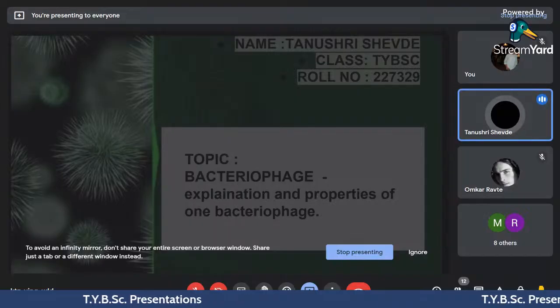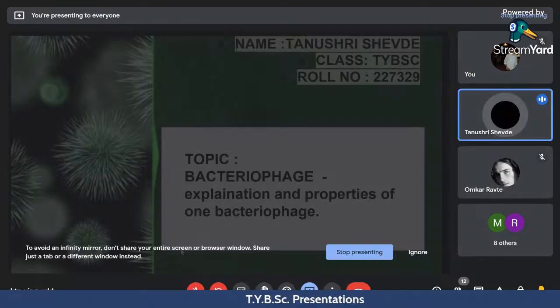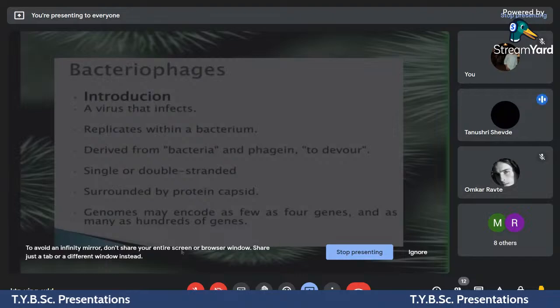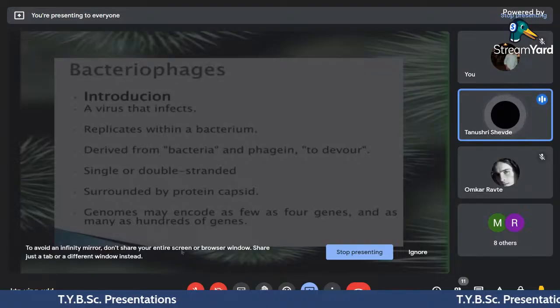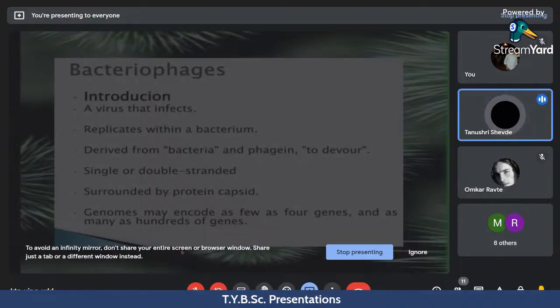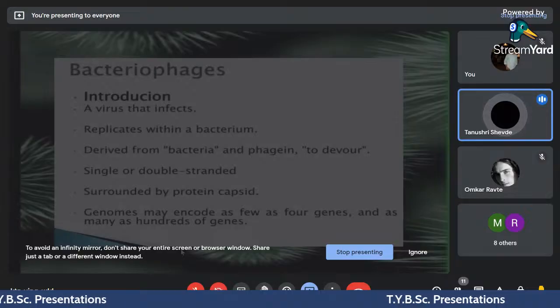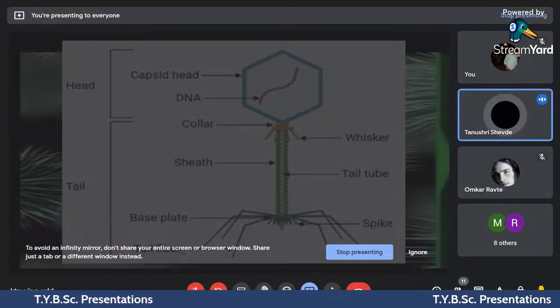Good evening, everyone. My roll number is 227329. Topic is bacteriophage, explanation and properties of one of the bacteriophages. Bacteriophage is a virus that infects and replicates within a bacterium, derived from bacteria and phagein, which means to devour. It can be single or double stranded, surrounded by a protein capsid. Genomes may encode as few as 4 genes and as many as hundreds of genes. So this is the diagram of a bacteriophage.